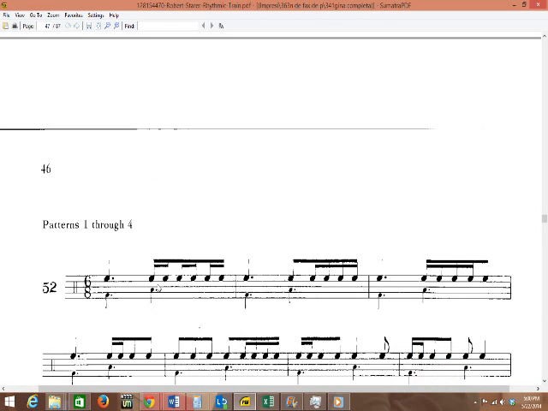What's the smallest note value? 16th note. How many 16th notes are in a dotted quarter note? There are 1, 2, 3, 4, 5, 6 of them. There are going to be 6 ta or clap events within this one beat. In this case, they're all tas.